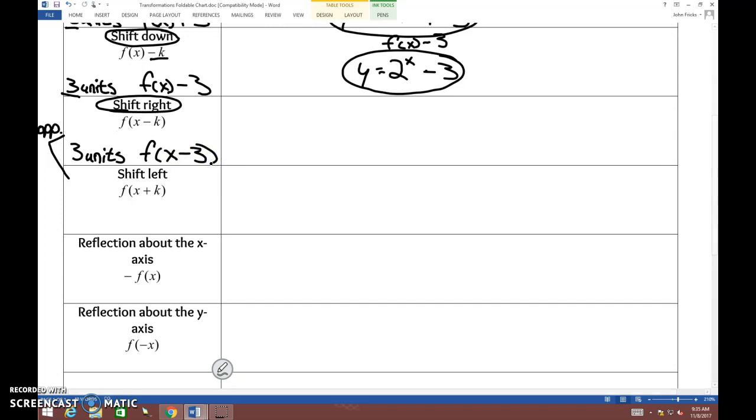So what that means is that if we have f of x minus 3, then we need to substitute in x minus 3 for x. So in our function, we said that we have y equals 2 to the x power. So for x, I'm going to substitute in that x minus 3. So that x is now going to become x minus 3.